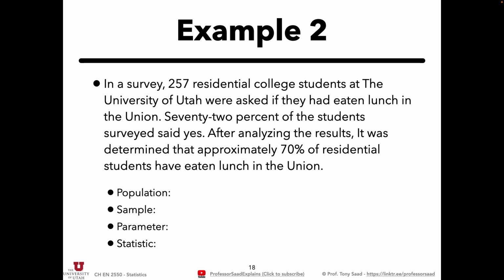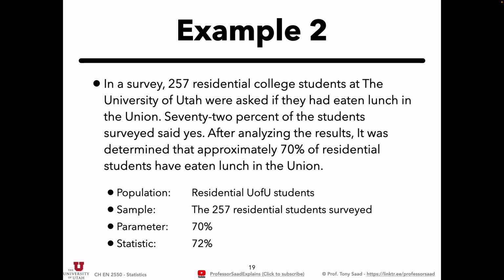70%. 70% of residential students. So that's the prediction on the population. What's the statistic? 72%, right? So what was it? 72% of the students surveyed. So that should tell you. Students surveyed means that's the sample, 72% connected to the sample. That is just its statistic, okay?